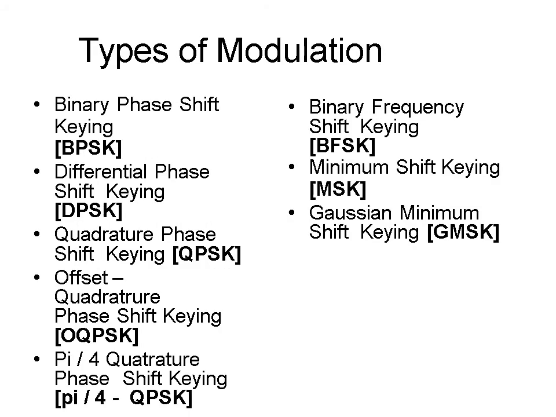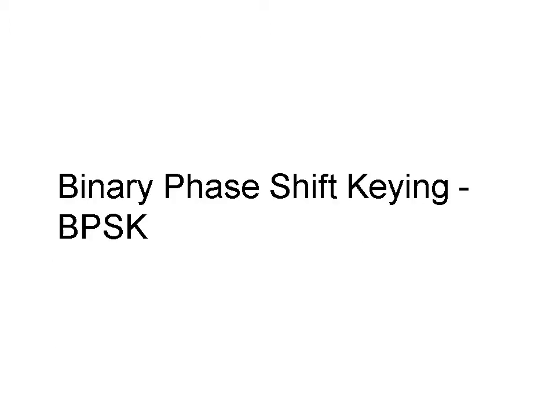So the types of modulation available here are binary phase shift keying, differential phase shift keying, quadrature phase shift keying, offset quadrature phase shift keying, pi by 4 quadrature phase shift keying, and then binary frequency shift keying, minimum shift keying, Gaussian minimum shift keying. These are the types of modulation available.